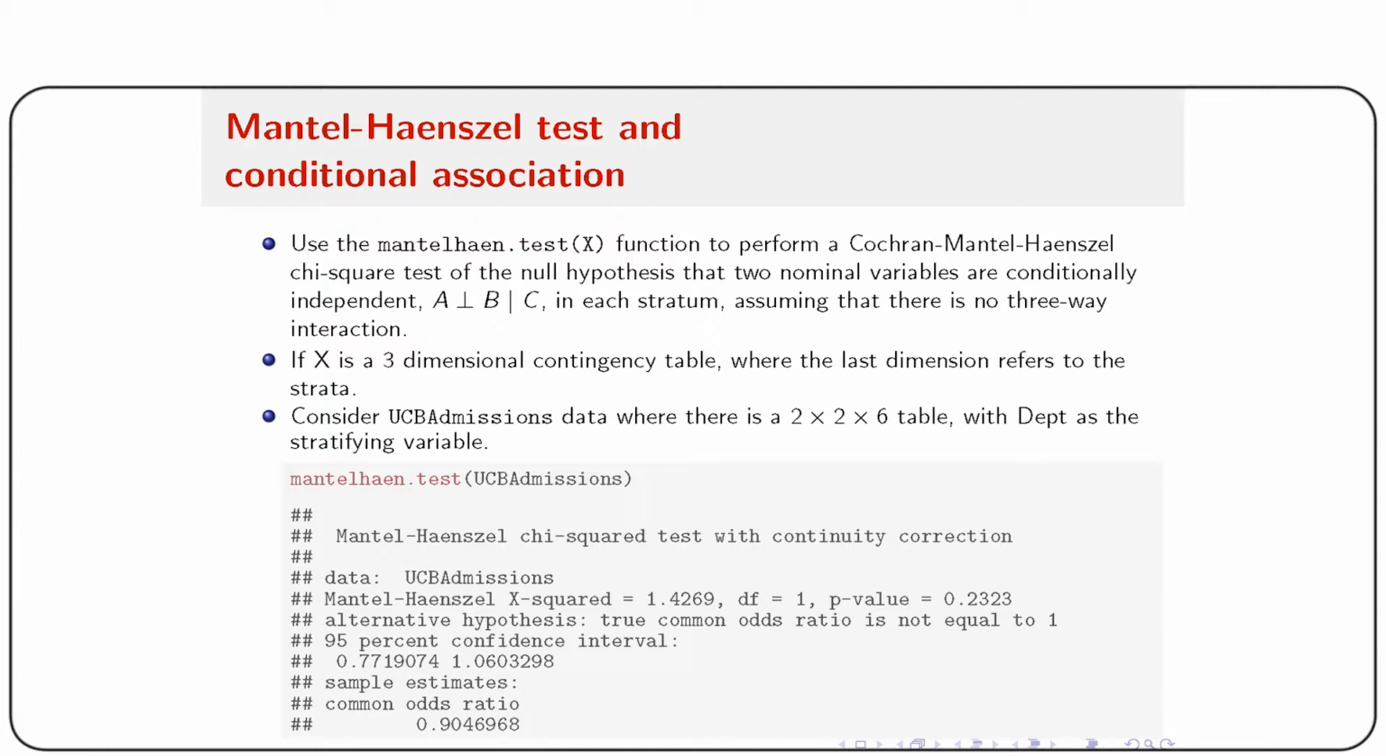Normally, if the Mantel-Haenszel test is significant, that means the odds ratios are significantly different, but if it is not significant, that means they are the same. So you can combine the odds ratios and show the common odds ratio. So the common odds ratio would also be displayed here by this particular function.